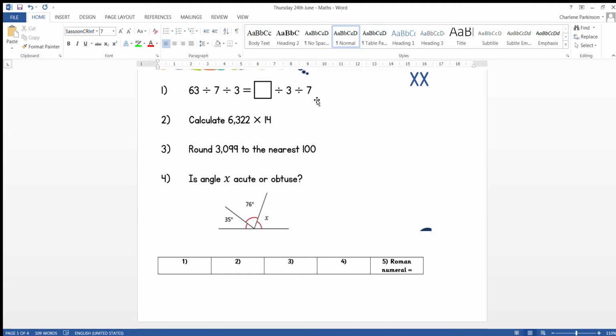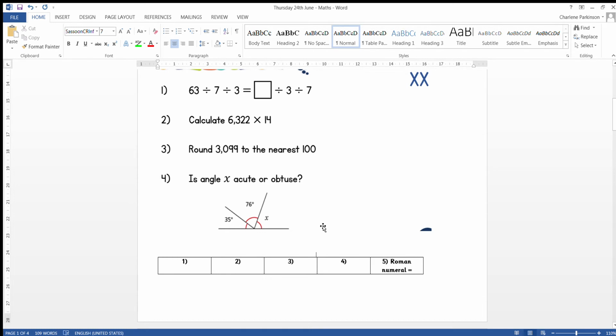And then the fourth one, is angle X acute or obtuse? Think what you know about angles on a straight line. What do they add up to? I'm hoping you're all going 180. Add up what you've got, subtract it. Is that acute or obtuse?